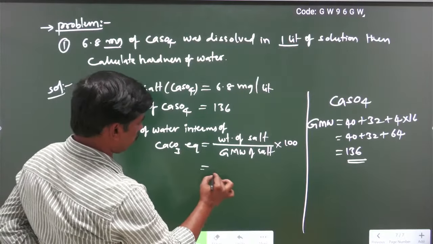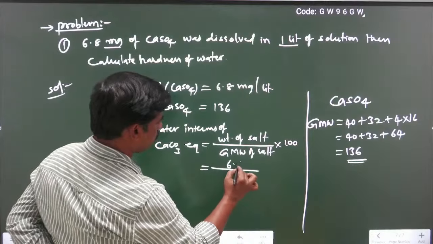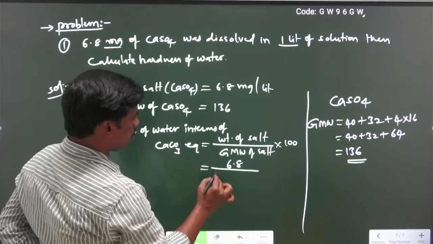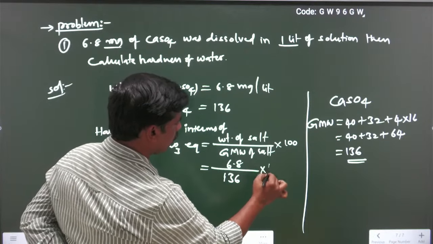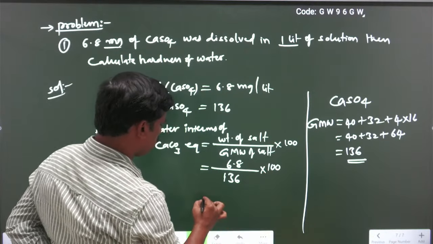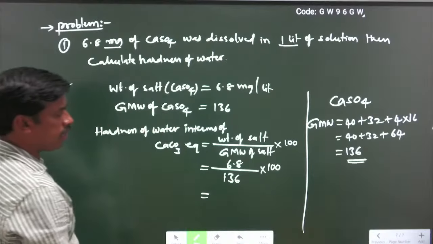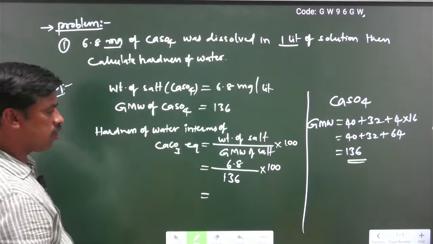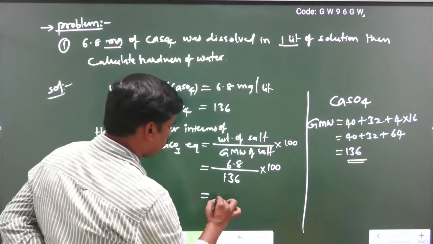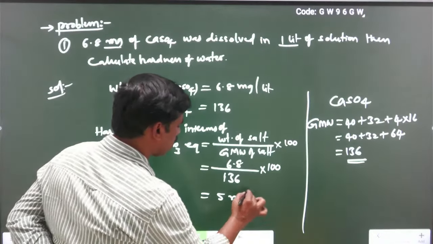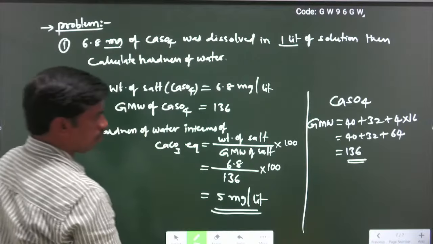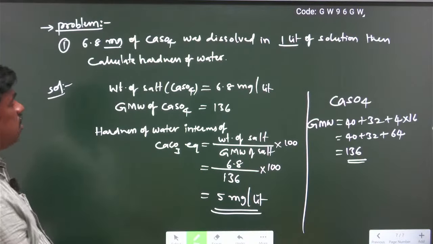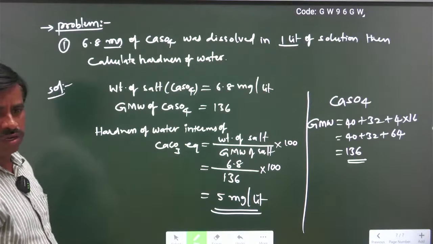Here given weight of salt is 6.8, GMW 136, into 100. Here what is the solution? 6.8 divided by 136 into 100 comes only 5 milligram per liter. This is the answer. Like this manner we need to calculate hardness of water.